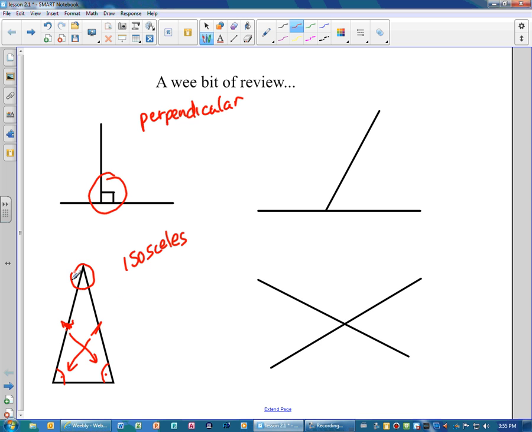Along with this third angle, remember that the 3 angles in triangles add up to 180 degrees. You're going to need to know that.